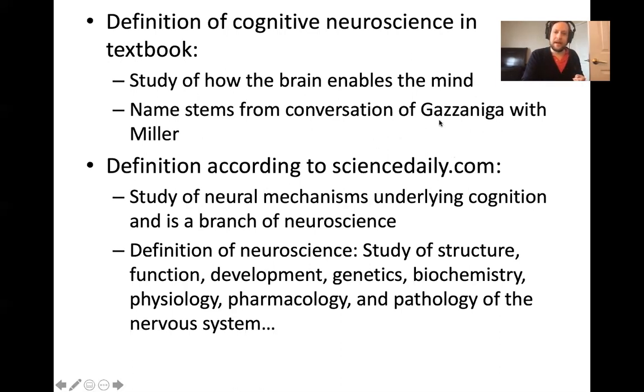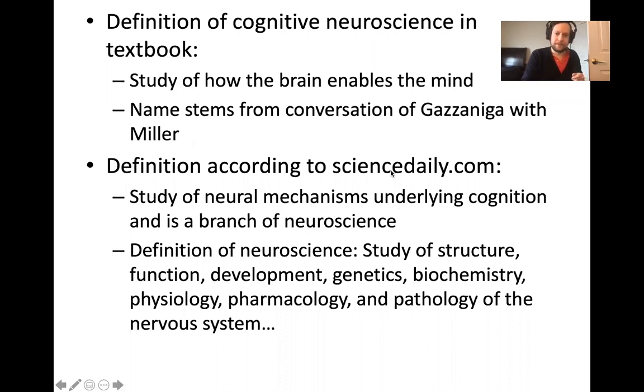Gazzaniga was kind of on the neuroscience side of things for a while. Miller was definitely a cognitive psychologist, and they were supposedly talking with each other in a taxi cab, and that's how they came up with cognitive neuroscience. These two individuals, at least according to Gazzaniga in our textbook, had a conversation, and then they came up with the term cognitive neuroscience.